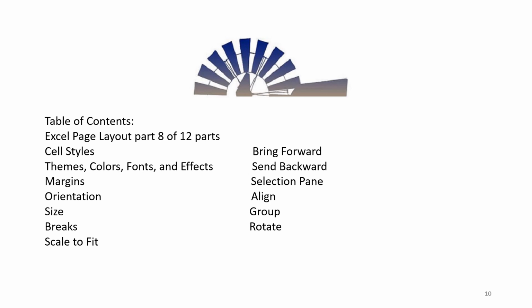Table of Contents, Excel Page Layout, Part 8 of 12 parts: Cell Styles, Themes, Colors, Fonts and Effects, Margins, Orientation, Size, Breaks, Scale to Fit, Bring Forward, Send Backward, Selection Pane, Align, Group, Rotate.